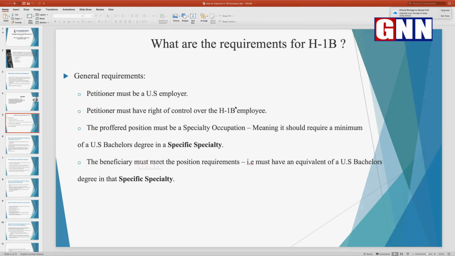The third requirement is that the position being offered should qualify as a specialty occupation. When I say specialty occupation, the position must require a minimum of a U.S. bachelor's degree or equivalent in a specific specialty. I want you to pay close attention to the words specific specialty. The fourth requirement is that the beneficiary must meet the requirements for the position. That means the beneficiary must have the equivalent of a U.S. bachelor's degree in that specific specialty. We'll go through each one of these prongs in detail.